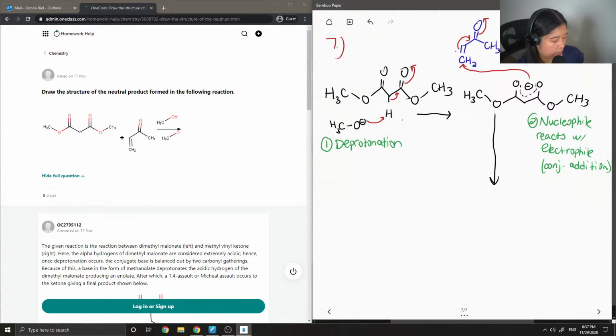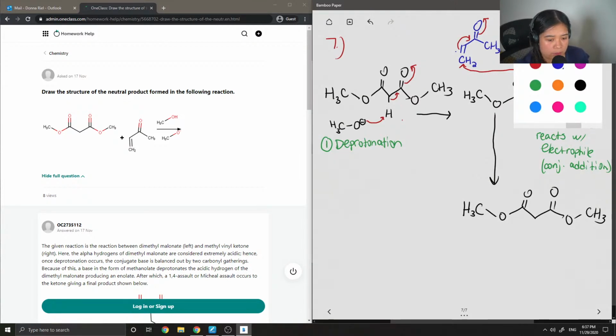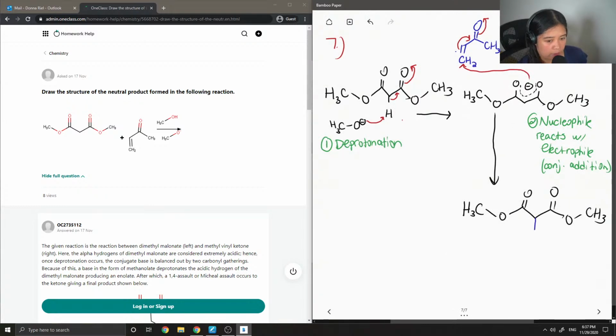Okay, so moving on down, I'll draw what this structure looks like after that second step. And I'll also show the new bond that was formed right here. So now we have a negatively charged oxygen and a new double bond formed here.